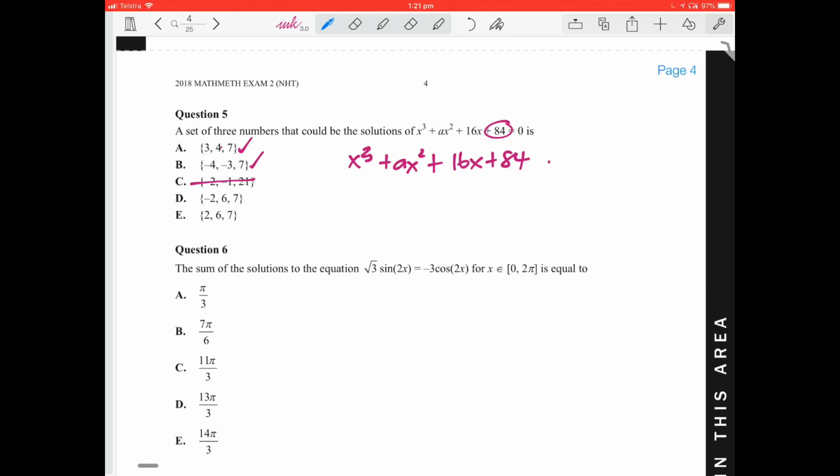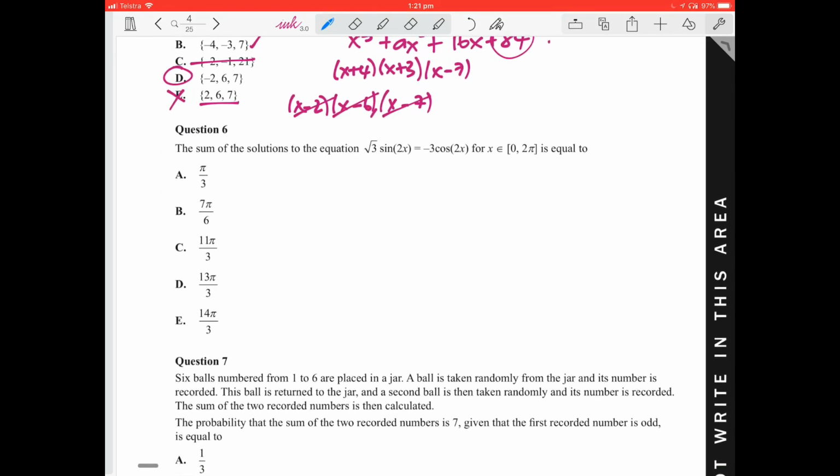Okay, can't be that, because if I had x minus 2, x minus 6, x minus 7, that would make it positive, but then that would make it negative. So it can't be that, which means it can't be that as well. Okay, here I'd have x plus 4, x plus 3, x minus 7. So that would end up with a negative 84. So the only answer it can be is D.